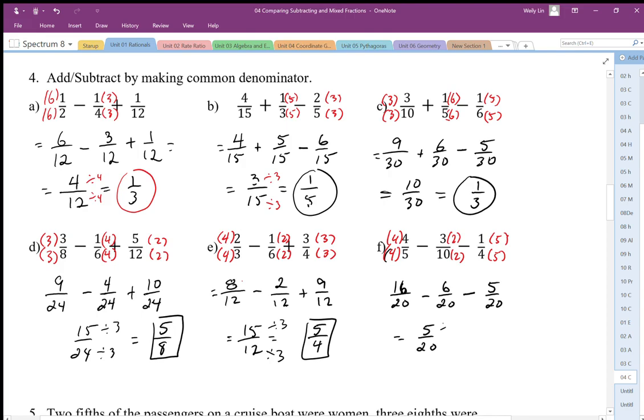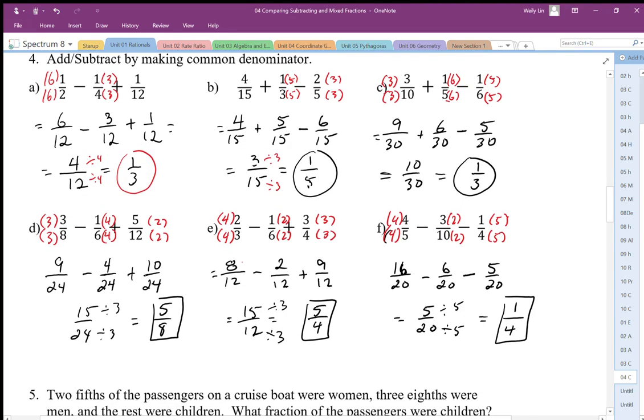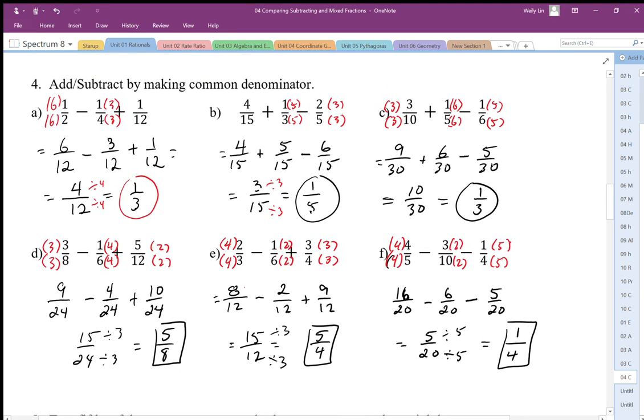Okay, and again, this simplifies with a common factor of 5 in here. So it simplifies to 1 over 4 as my final simplified answer. Okay, so those are the steps. And again, I want you to show me these steps. These are steps I expect to see when you do this work.